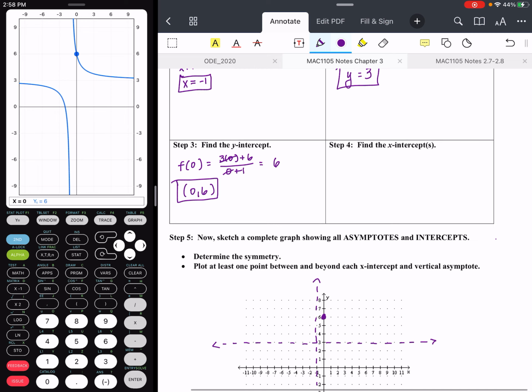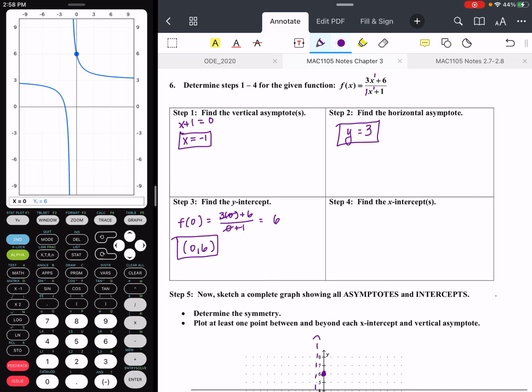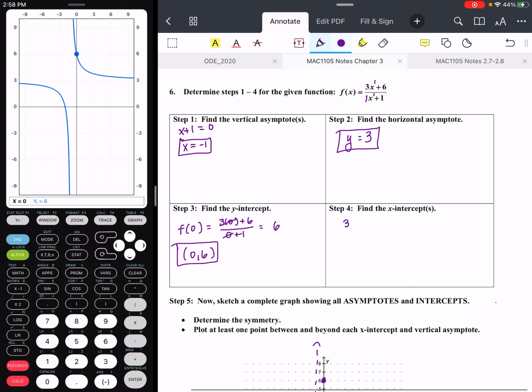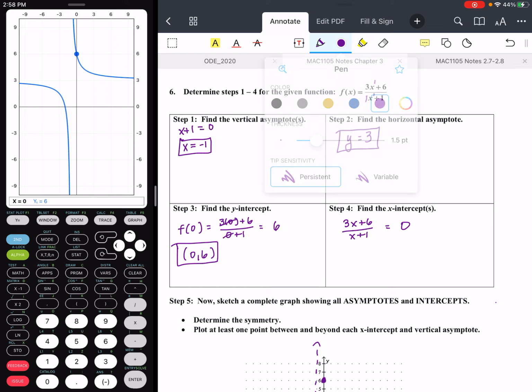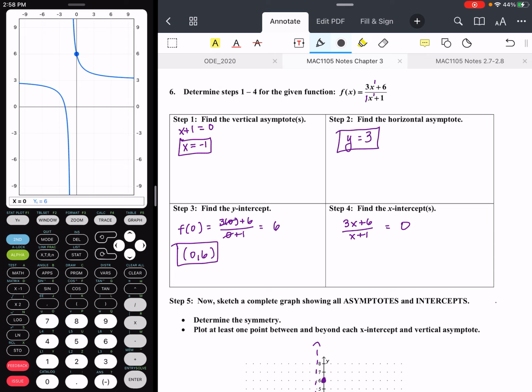as my y-intercept. And then find the x-intercept or intercepts. I can find this by taking my function, 3x plus 6 over x plus 1, and setting the entire thing equal to 0. As long as my denominator doesn't equal 0, what I'm really focusing on here is, does the numerator equal 0? Because 0 divided by 1 is 0, 0 divided by 10 million is 0, 0 divided by 5 is 0. As long as the numerator is 0, it doesn't really matter what the denominator is, as long as it's not also a 0.